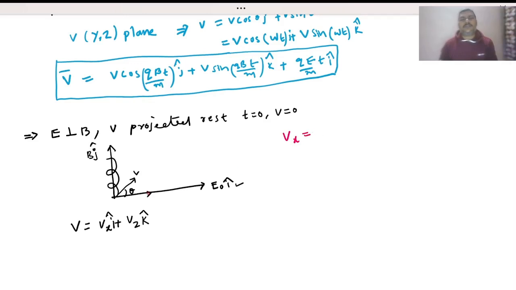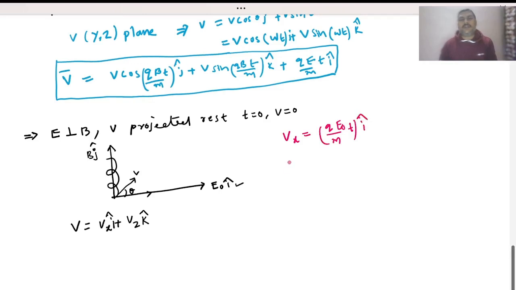Along the magnetic field, the component V sin theta gets no force, and V cos theta is the velocity along i cap, and in z there is also one component, with k cap. So Vx is equal to acceleration into time, so qE naught by m into t. This is along i cap due to the electric field.